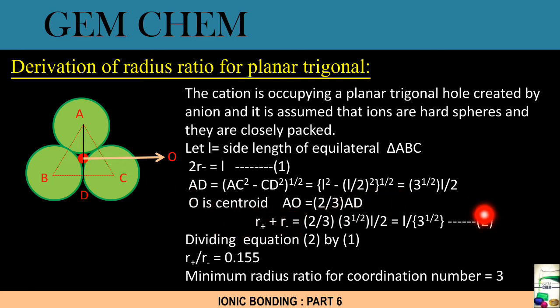Now if we divide this equation by this equation, that is 2 by 1, then ultimately we get our radius ratio, and it is the minimum radius ratio for the coordination number of 3.